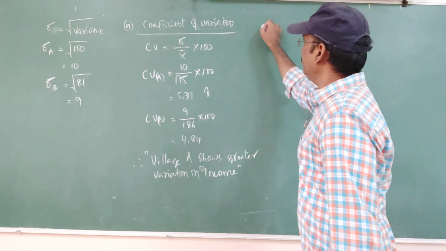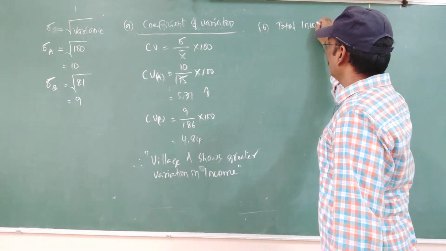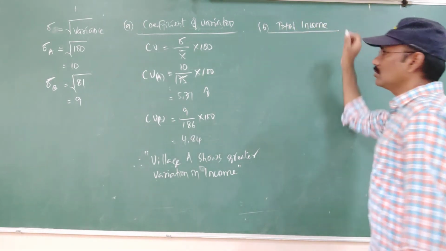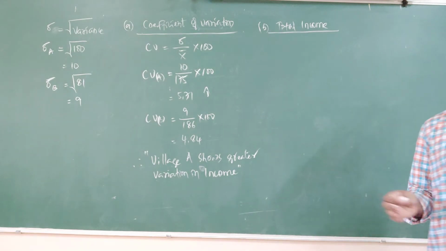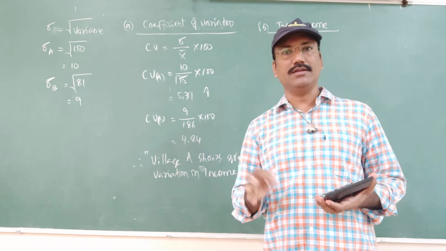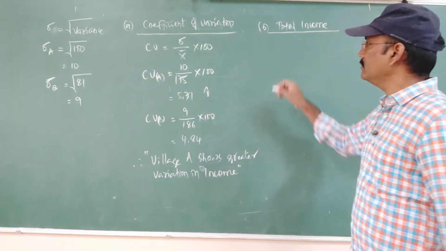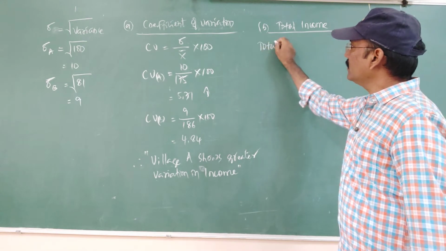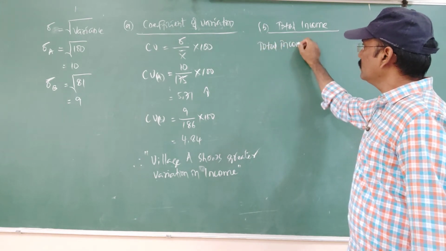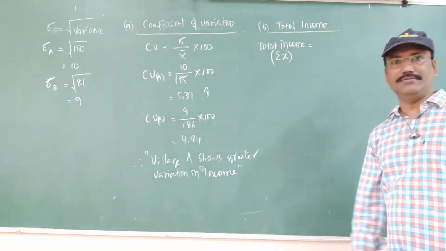Now you need to find the total income. How to find the total income? Total income of both put together means you find the village A wage total and village B total, then you find the value, right? Then how to find the total income? Total income is nothing but summation of x. What is the formula? Summation of x.